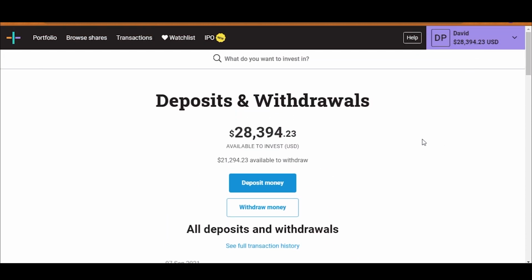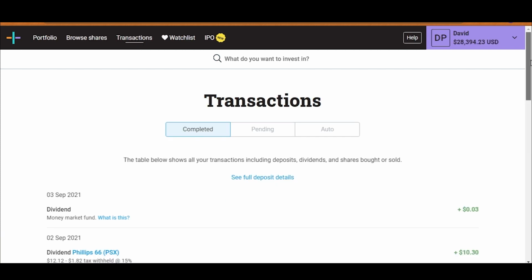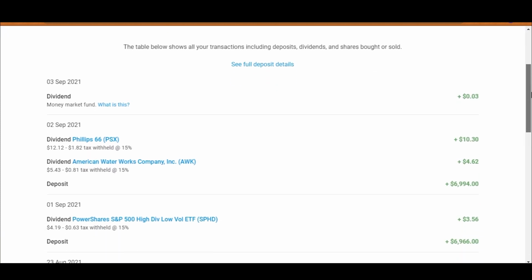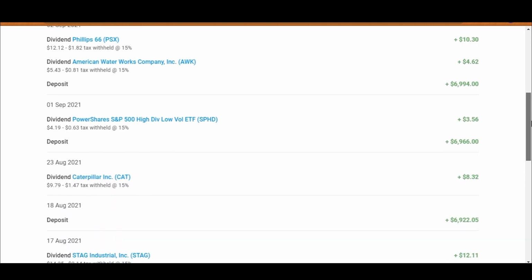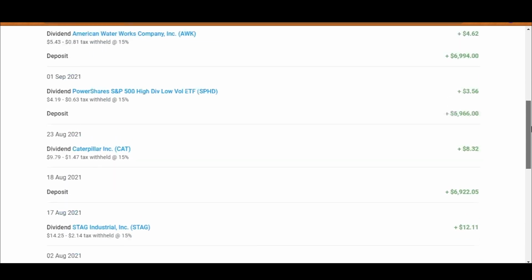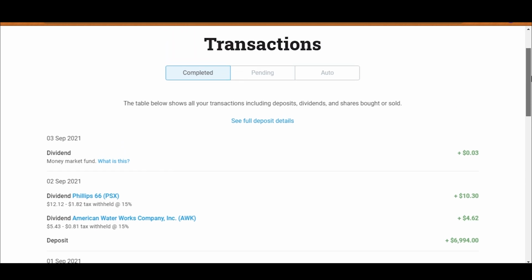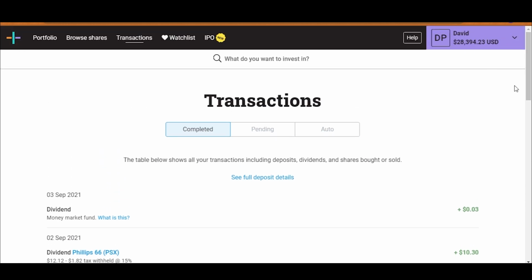So I'm gonna go and invest. If you come back to transaction, come down a bit. As you can see, I have not bought anything for a while. I've just been collecting the dividends. And also, I have done a full hedge review video. And in that video, I said that you can earn interest by just having money sitting in your account. Most people didn't believe that, but this is evidence of it.